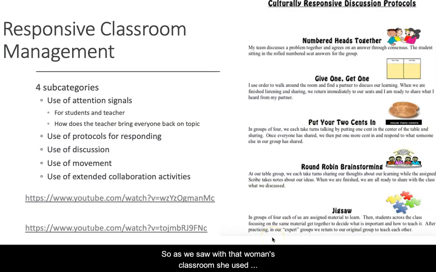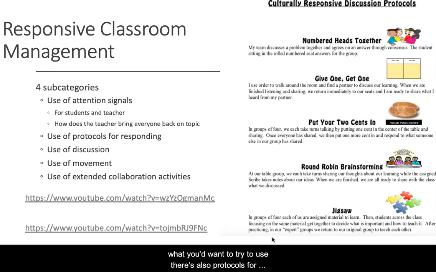So as we saw with that woman's classroom, she used the give me 5. You could get really creative with this. If your school has a mascot, if there's a particular sports team or pop culture hand signal that you want to use, this may be what you'd want to try to use.